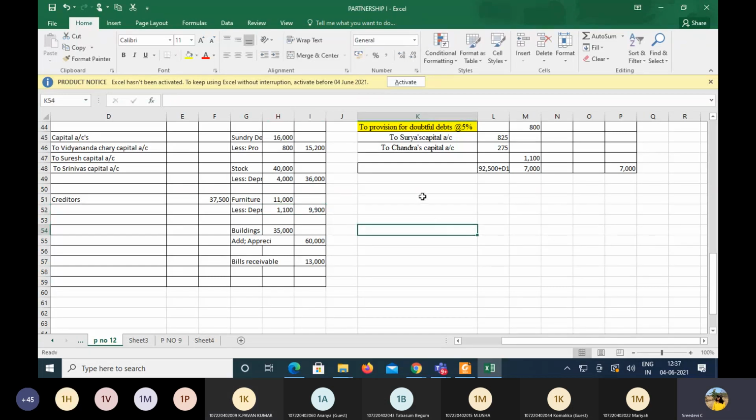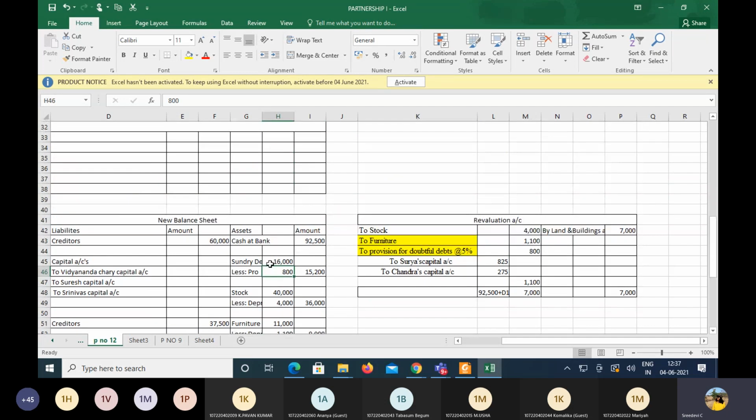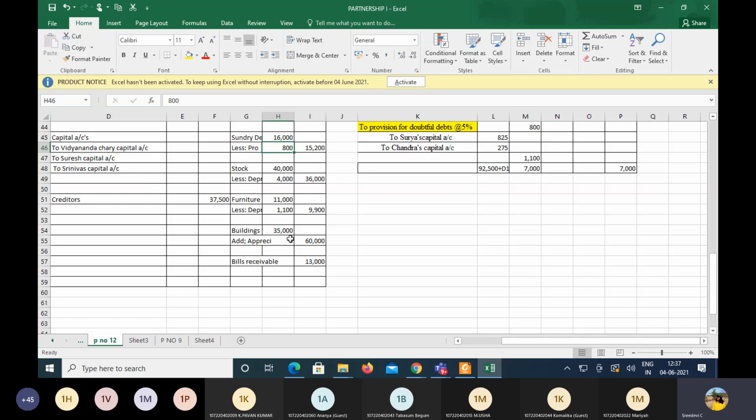And next we have provision. For provision, I have already deducted 800 from that. There is an appreciation towards land and buildings. Here land and buildings are to be appreciated by 7,000. So after adding 7,000 to this, the asset value will be 42,000. Right? This is done.